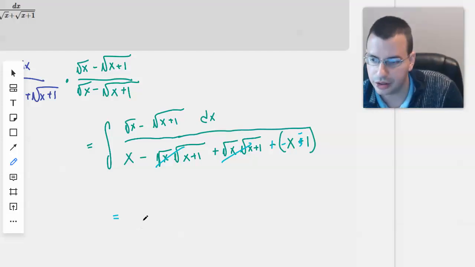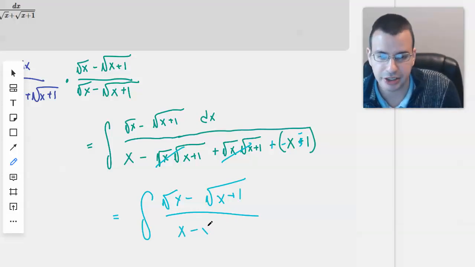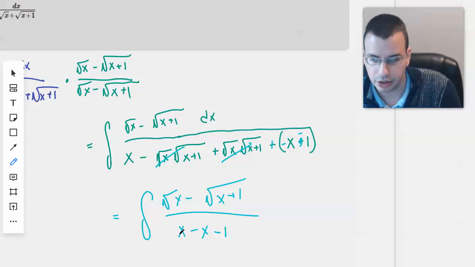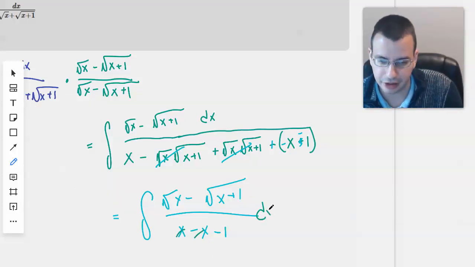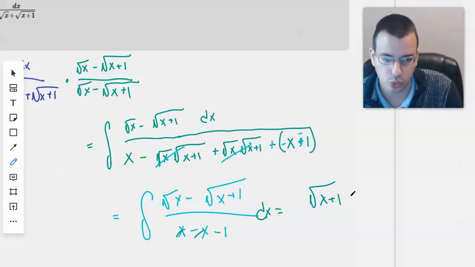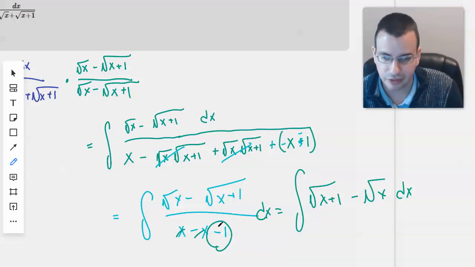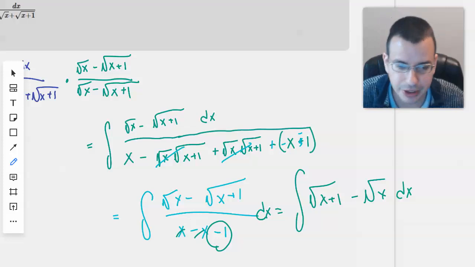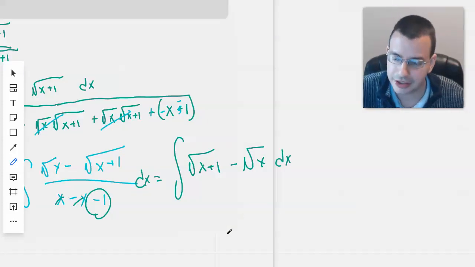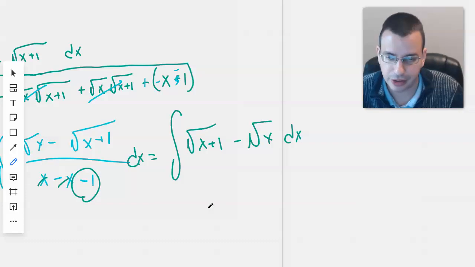So we're left with the integral of square root of x minus square root of x plus 1, all over x minus x minus 1. I'll change colors, just because it's easier to cancel with a different color. This gives us square root of x plus 1 minus square root of x dx, because we're left with the negative 1 here, which just flips the signs. Not too big a deal. Now we can totally do this. It's not exceedingly difficult, but it's still fraught with peril.